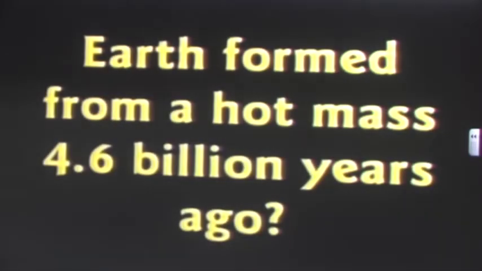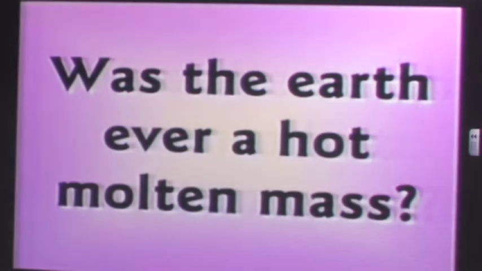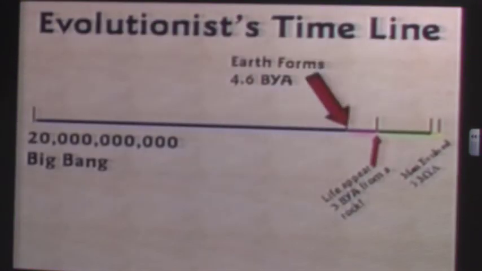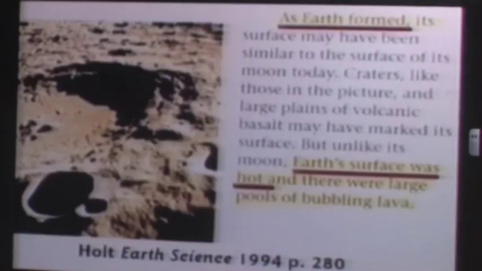It didn't happen. Then they tell the kids the Earth formed from a hot molten mass 4.6 billion years ago. This is part of the theory, and it's in all the textbooks. 4.6 billion years ago, Earth cooled down, formed a rocky crust. I think that is stupid, and I'll show you why. Was the Earth ever really a hot molten mass 4.6 billion years ago, and it cooled down? This textbook says, as Earth formed, the surface was like the moon. There were hot pools of bubbling lava.